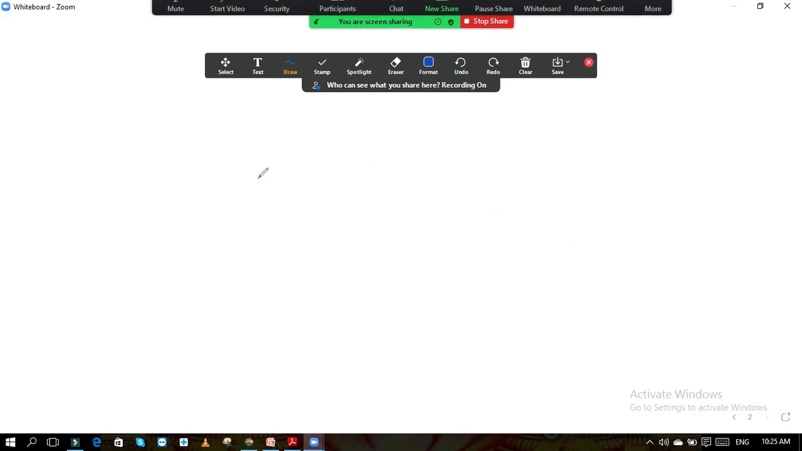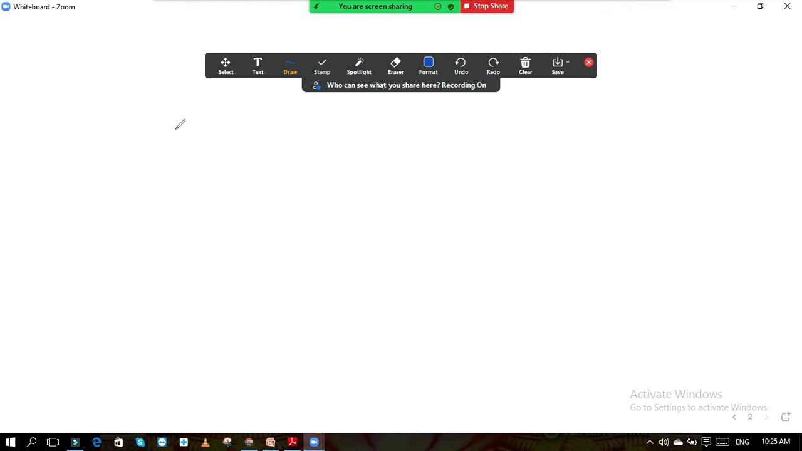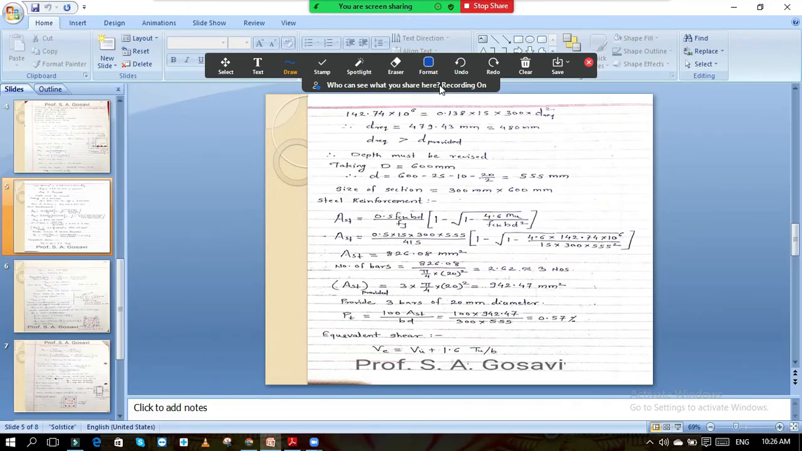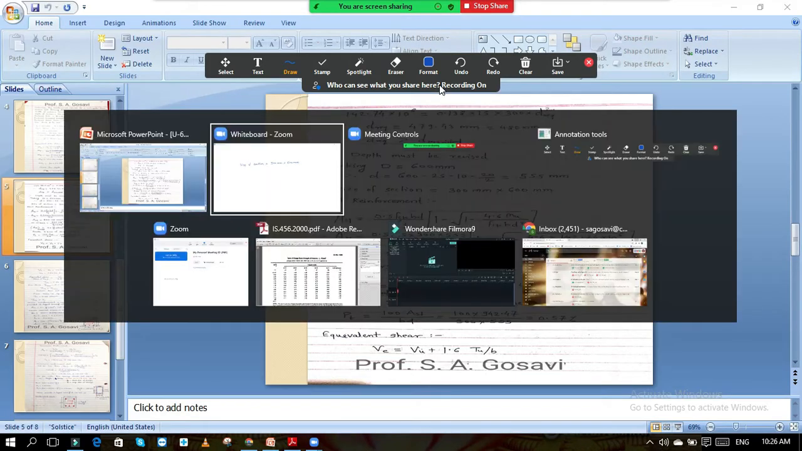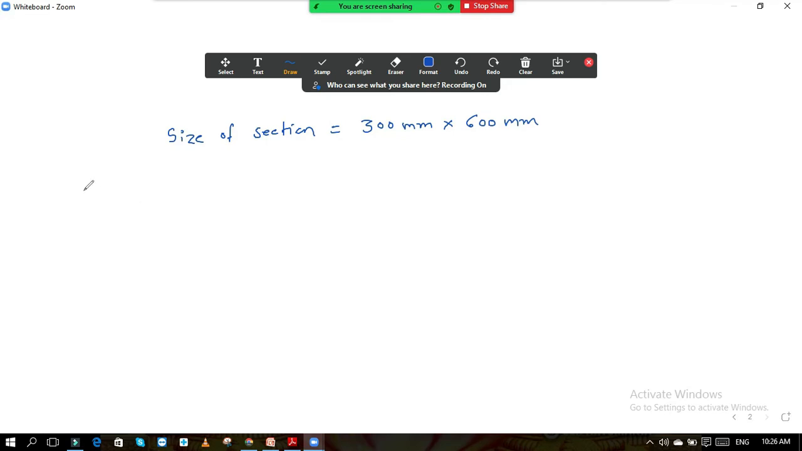So the further thing is the size of section. What is the size? It is 300 mm by 600 mm. Now calculate the steel. We know the bending moment, so we will calculate the steel reinforcement.